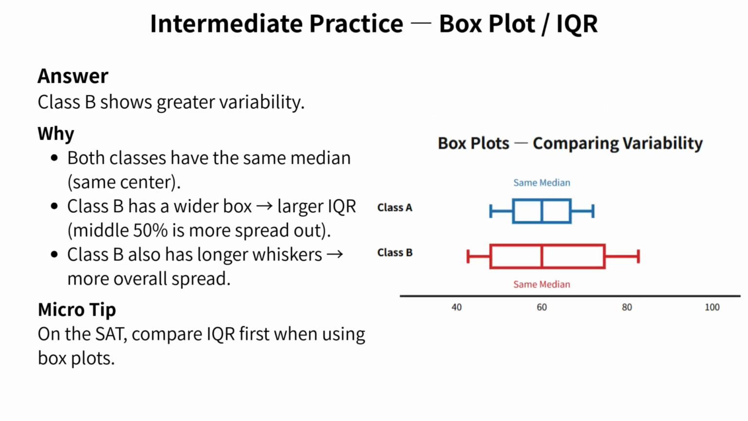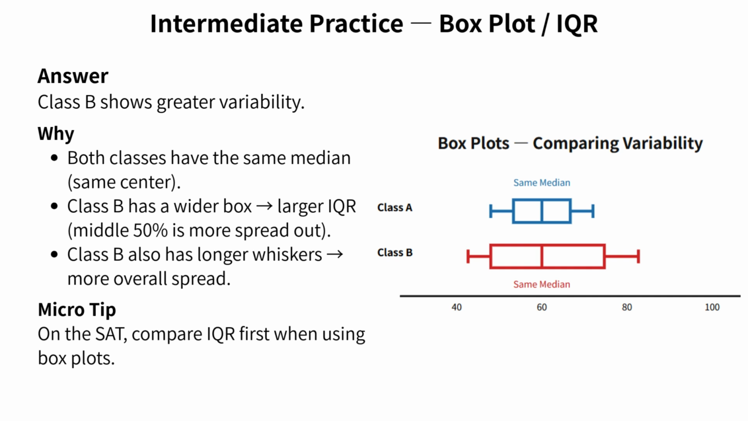Now let's go through the answers step by step. Both Class A and Class B have the same median. That tells us their centers are aligned at the same value. So this problem is not about comparing averages or typical scores. It is about variability, which means how spread out the data is.